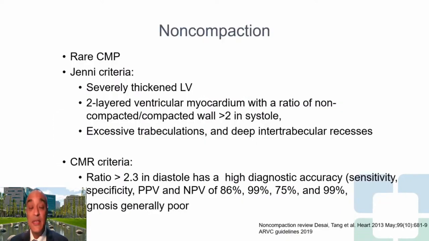So non-compaction is rare, but with advanced technology and imaging, it is being increasingly recognized. The important thing here is that on CMR criteria, a ratio of more than 2.3 in diastole has a high diagnostic accuracy in making a diagnosis of non-compaction. Unfortunately, not enough is known about this, but the prognosis generally remains poor, and most patients end up needing cardiac transplantation.